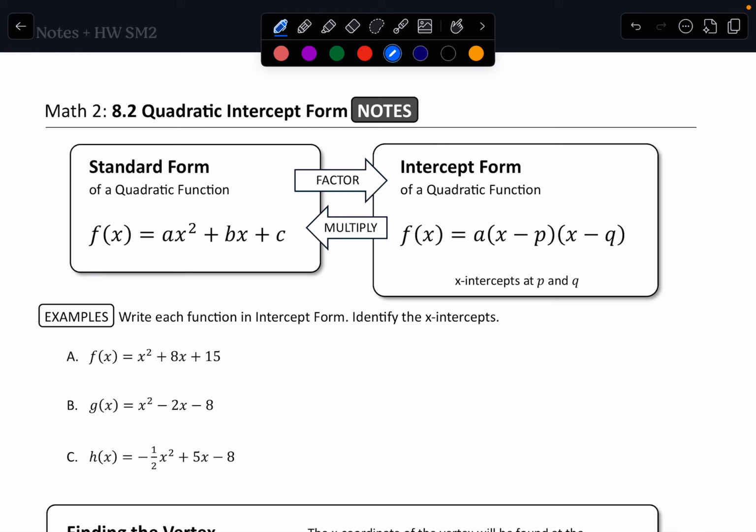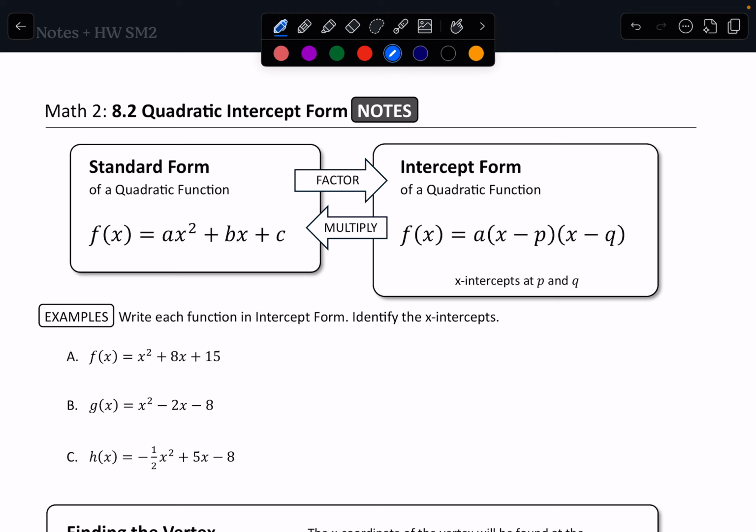All right, so section 8.2 is called quadratic intercept form. Now, most of what we're doing today, you already know how to do the math. We're just giving it a different name and applying it in a different situation. So, a couple of things you'll notice on the notes.